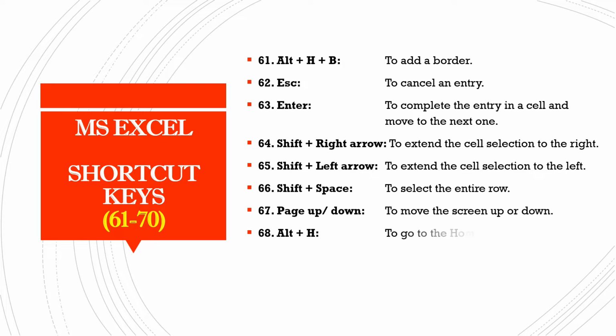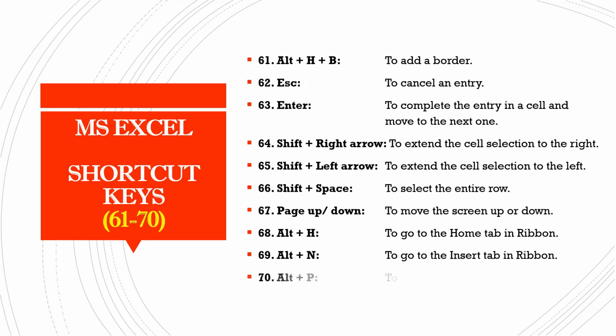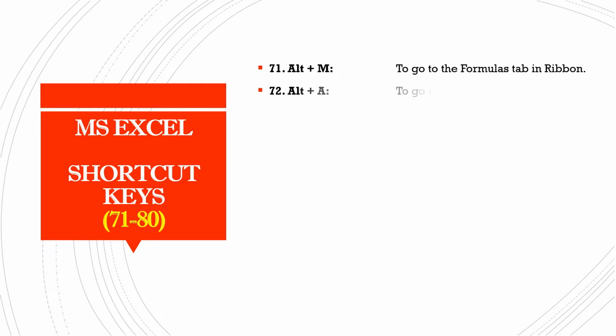Next shortcut key Alt plus H is used to go to the Home tab in ribbon. Another shortcut Alt plus N is used to go to the Insert tab in ribbon. Another shortcut key Alt plus P is used to go to the page layout in the ribbon. Another shortcut key Alt plus M is used to go to the Formula tab in ribbon. Another shortcut key Alt plus A is used to go to the Data tab in ribbon.